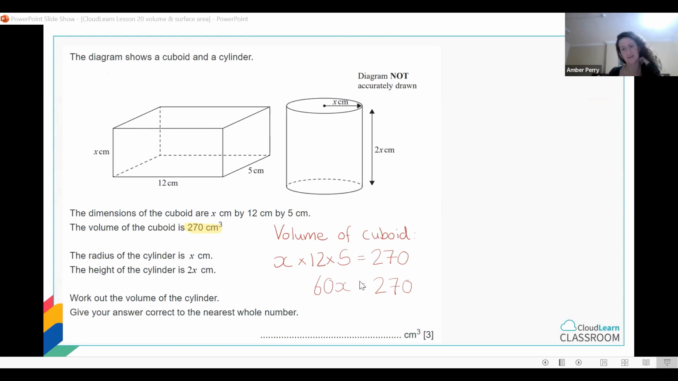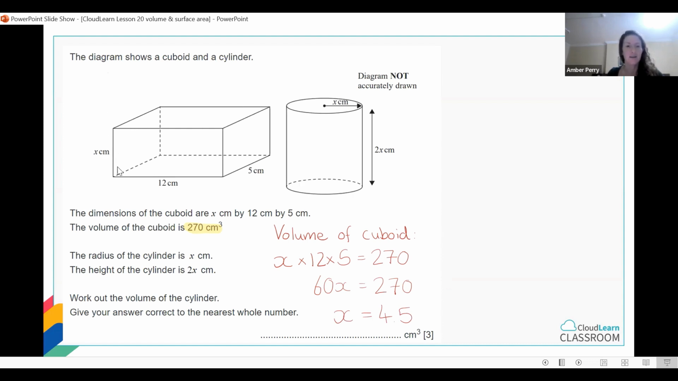Brilliant. Yeah, 270 divided by 60. Fantastic. Thank you for that. So 270 divided by 60 is going to give us 4.5. That decimal point isn't so clear there, but it's there. So 4.5 centimeters. Just look back and check. That does make sense, okay?